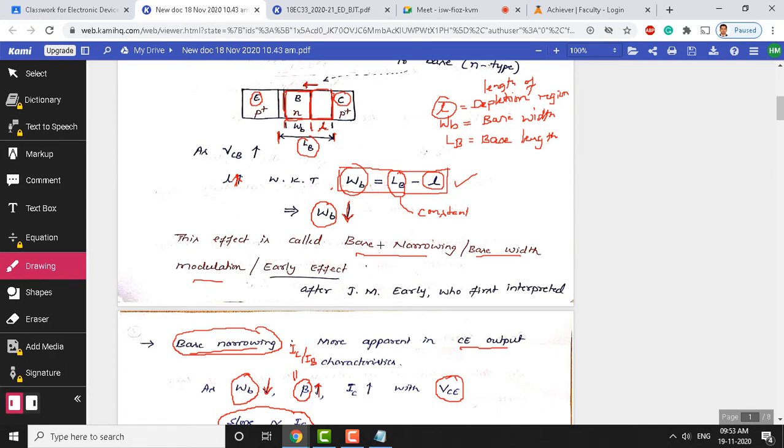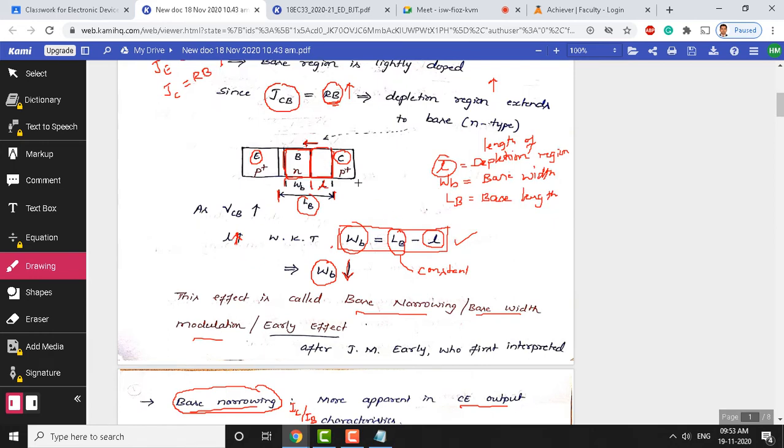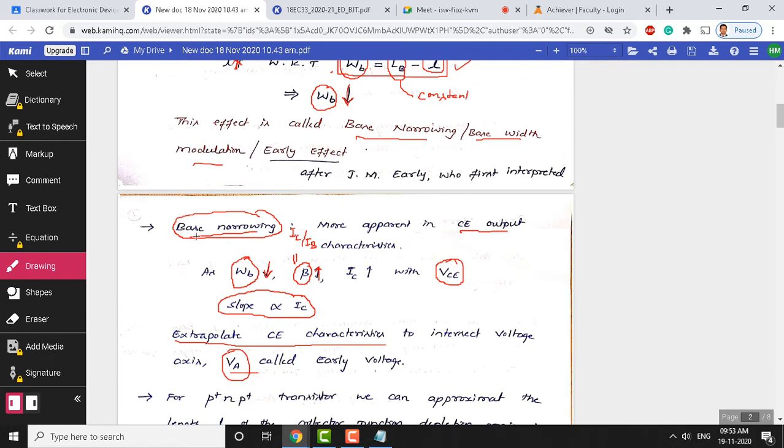Now let us see the implications of the base narrowing effect. It can be seen most apparently in the common emitter output characteristics. If you plot the common emitter output characteristics for this P plus N P plus transistor, you can easily observe the base narrowing.